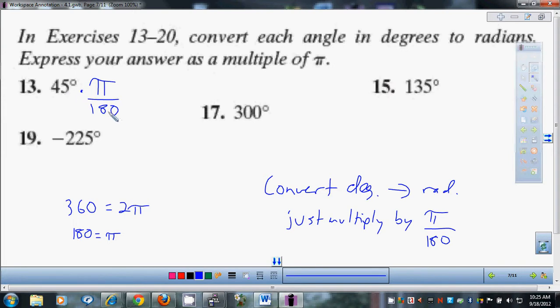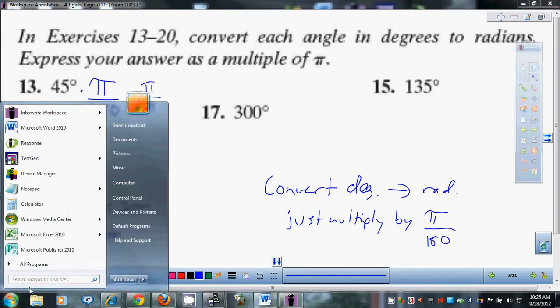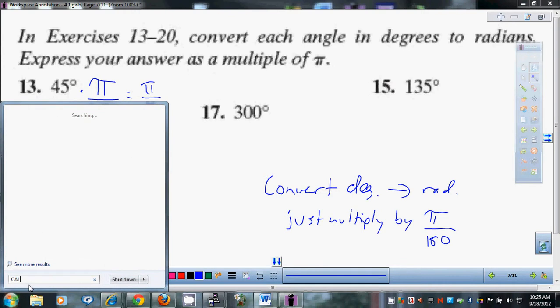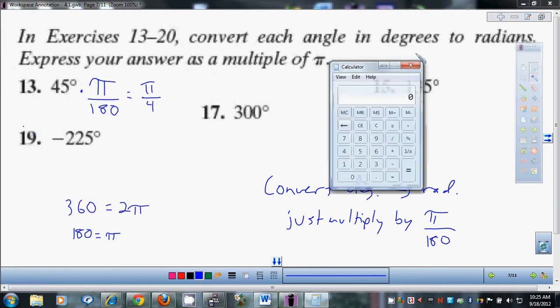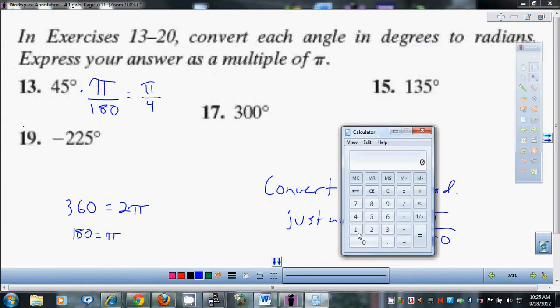Well, 45 divided by 180 reduces to 1/4, I believe. So that would be pi over 4. Let me get out my calculator. I'm not going to use a graphing calculator because you guys still aren't going to be able to use graphing on your test, so I won't ever use one in this class. 45 divided by 180.